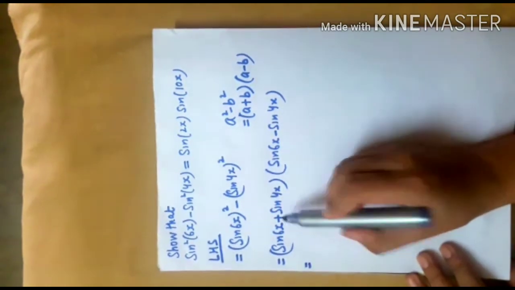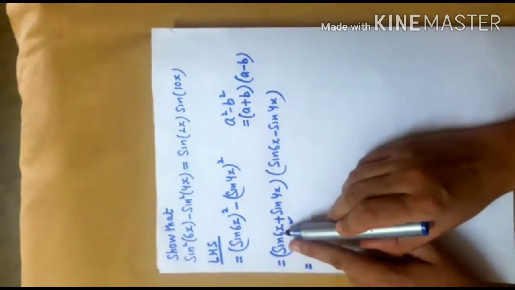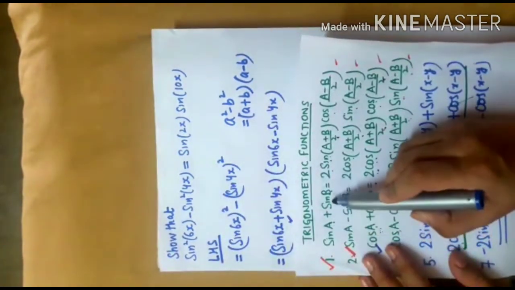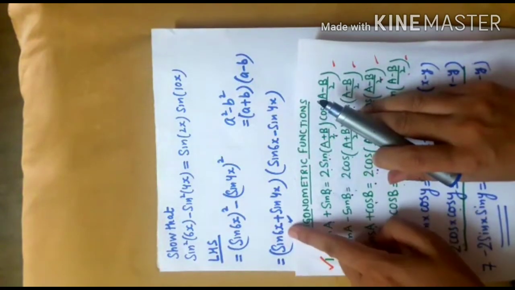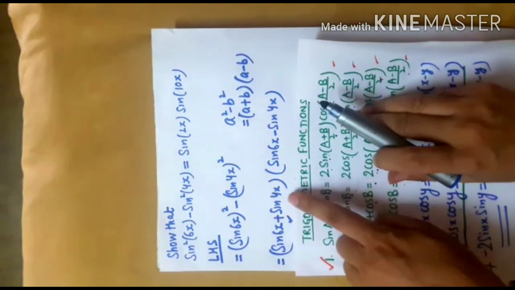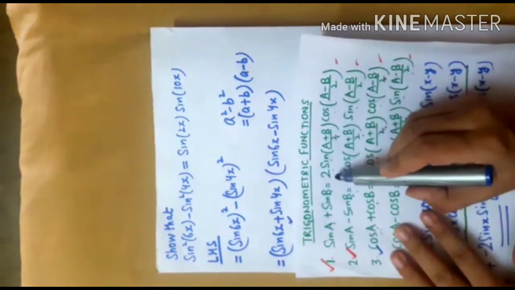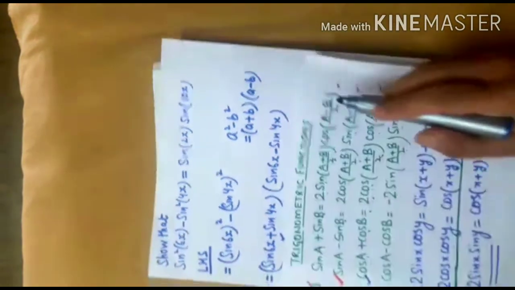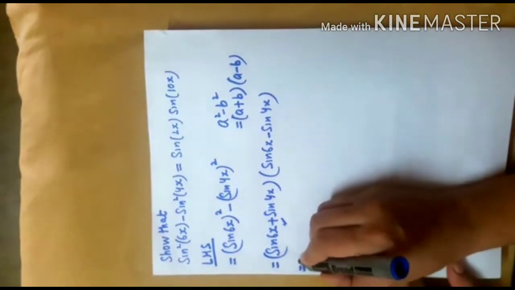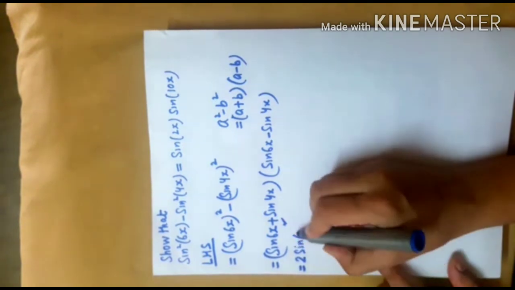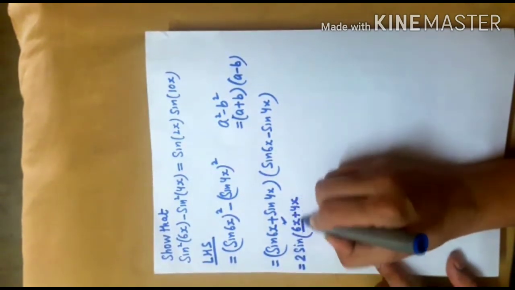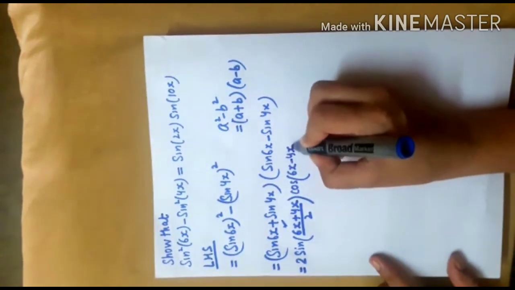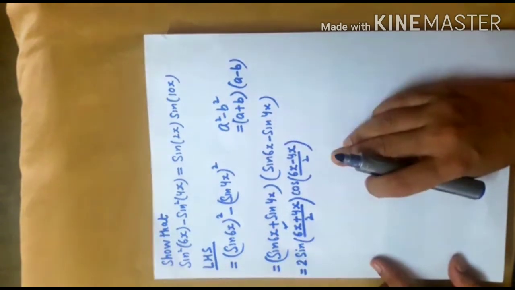Now, first look at this. This is of the form sin A plus sin B. Look here: sin A plus sin B. The role of A is being played by 6x and the role of B is being played by 4x. And it is equal to 2 sin of A plus B by 2 cos of A minus B by 2. So I'll apply the identity here. I'll get 2 sin of 6x plus 4x by 2, cos of 6x minus 4x by 2, right?